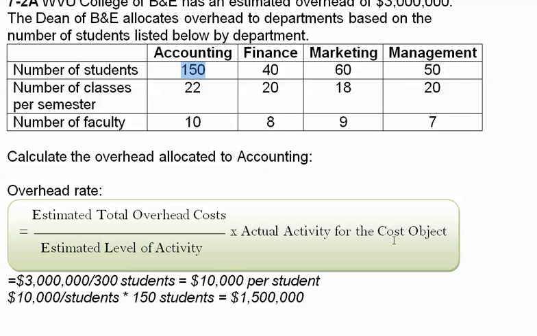So that's 7-2A. Again, estimate your total overhead costs, divide it by the total activity, and then the portion that goes to the object would depend on how much that particular object's actual activity was.